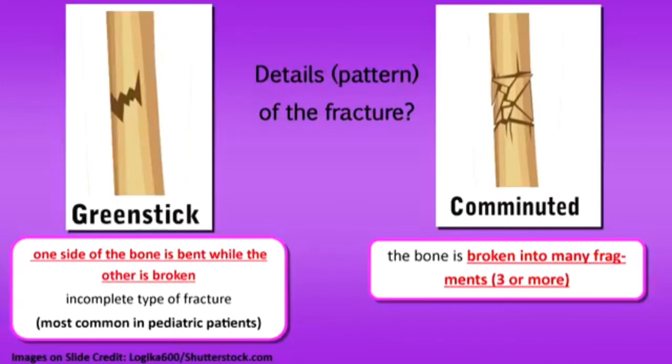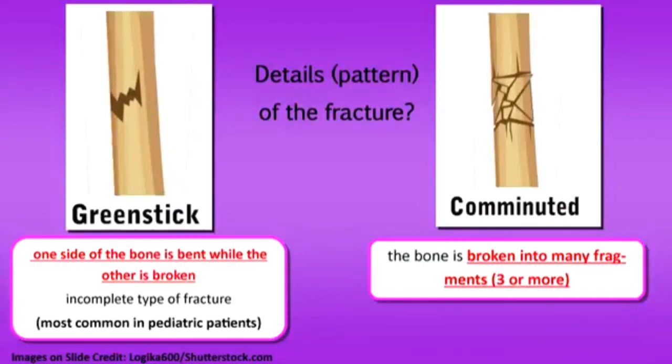Then you want to look at the details or the pattern of that fracture. And over here on the left, we have a greenstick fracture. This is where, as I was talking about, one of the most common fractures in a pediatric patient, again because their bones tend to be a little bit more flexible and softer. This is where one side of the bone is bent while the other is broken. And it's an incomplete type of fracture because look, it didn't completely separate that bone in two.